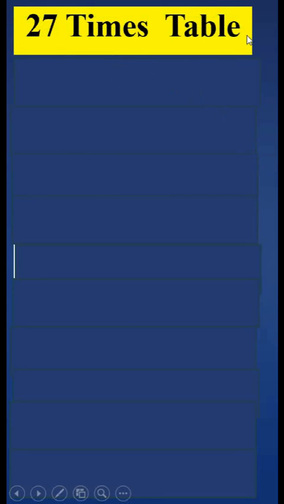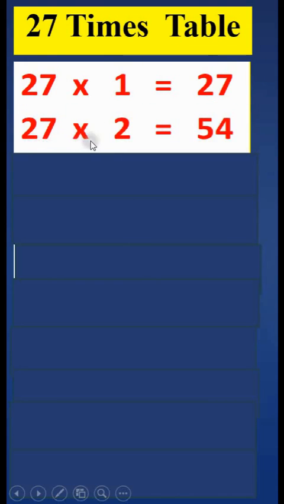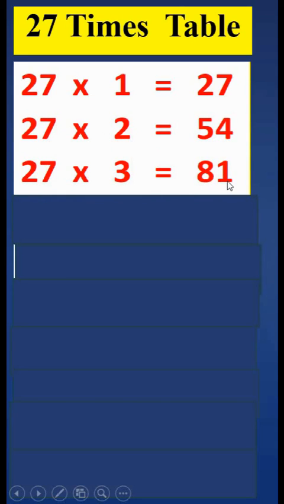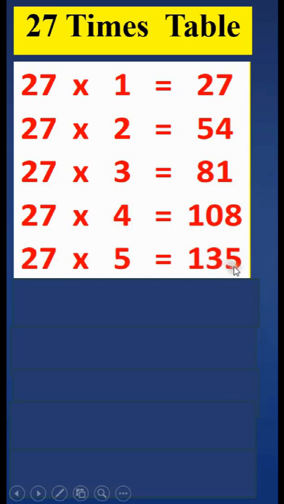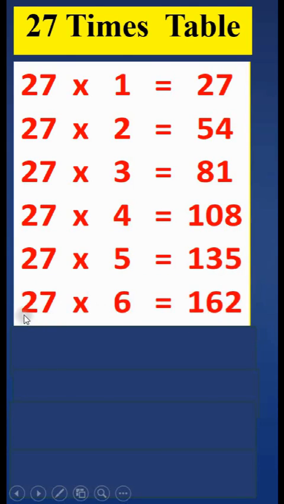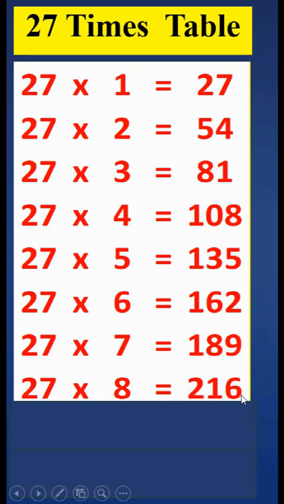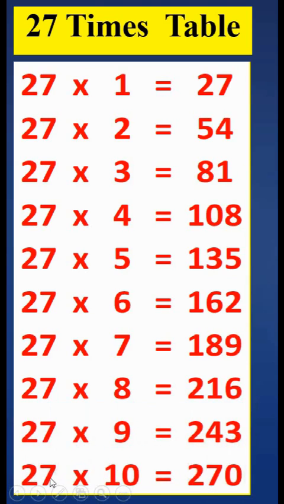27 times table. 27 times 1 is 27. 27 times 2 is 54. 27 times 3 is 81. 27 times 4 is 108. 27 times 5 is 135. 27 times 6 is 162. 27 times 7 is 189. 27 times 8 is 216. 27 times 9 is 243. 27 times 10 is 270.